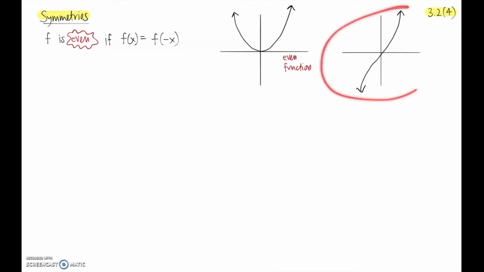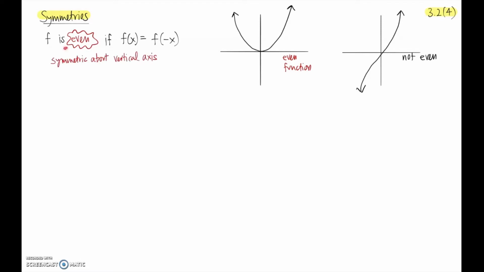So what about this guy? Would this be an even function? If we twisted this function around the vertical axis, would we get something that looks exactly the same? No, we're going to get something that looks different. It's going to look like this. So we get two different functions. So in this case, this function is not even.